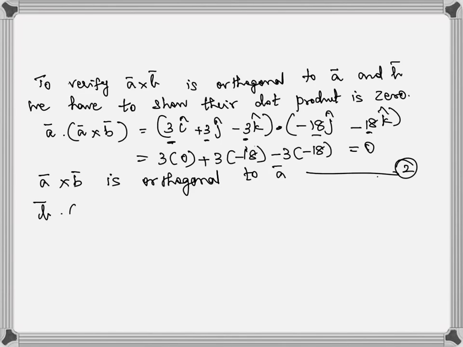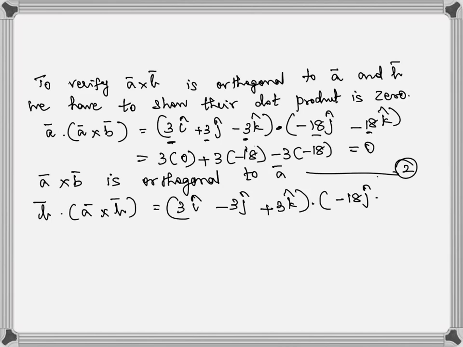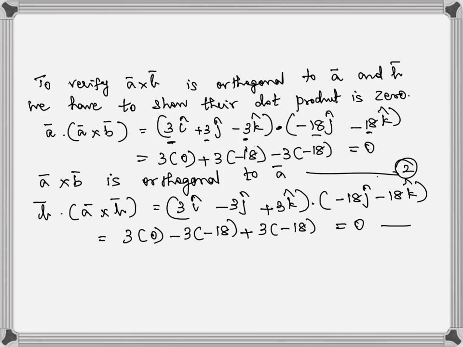Similarly, we have to show that A cross B is orthogonal to vector B. So we consider the dot product, which is 3i minus 3j plus 3k dot product with negative 18j minus 18k. This also gives us 3 times 0 minus 3 times negative 18 plus 3 times negative 18, which ends up as 0. So this tells us A cross B is orthogonal to vector B.